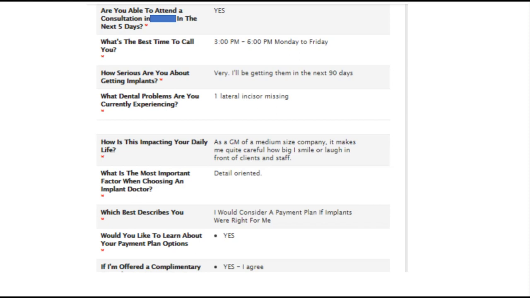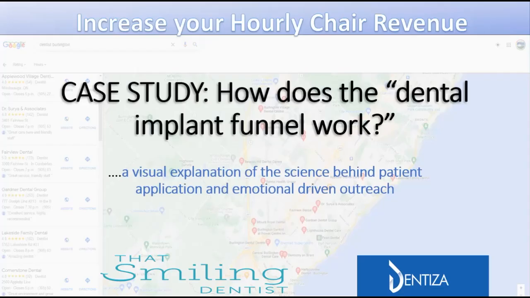This form is one of many in the grassroots patient acquisition and increasing your hourly chair revenue, when somebody is answering questions that are intimate and that they're not going to give you with a pencil and a clipboard in your waiting room, all right? So we're talking today, and everything revolves around the outcome, which is getting someone to answer these questions. In this case, the GM of a medium-sized company who wants implants. And this is what is going to increase your hourly chair revenue.